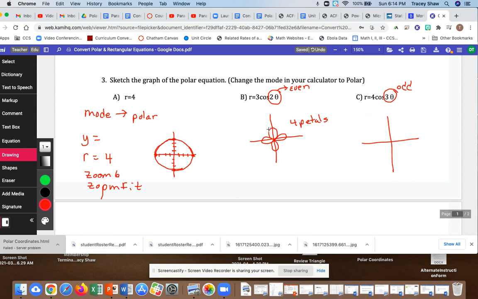Now, the length of the petal should be 3 because we've got 3 in front of the cosine, and it shouldn't matter which petal you're on, whether you're on the one going vertically or either the ones horizontally. The petal in C should be a length of 4 from the origin. But I want you to just play around and explore a little bit. What if you put in 3 cosine 4 theta? How many petals would you have? If you put in 4 cosine 5 theta, how many petals would you have? Again, this is called a rose curve. Polar coordinates make different kinds of curve, and this one is called a rose curve.